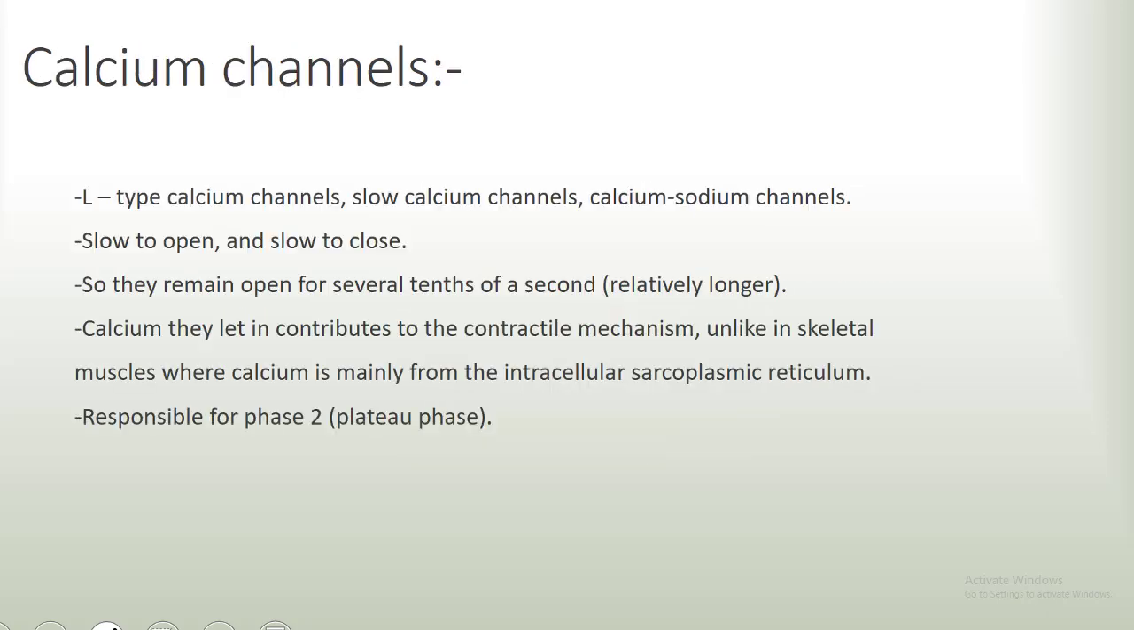So let's review this. Calcium channels are either called L-type calcium channels, the slow calcium channels, or the calcium sodium channels. They're slow to open, they're slow to close, and they remain open for several tenths of a second. This is relatively longer than that of the sodium channels. And the calcium that comes in is also responsible for the contractile machinery, and this is in contrast to skeletal muscles, where calcium is only coming from the intracellular sarcoplasmic reticulum and not from the extracellular space. These calcium channels are responsible for phase 2, which is called the plateau phase, that is very special for cardiac myocytes.